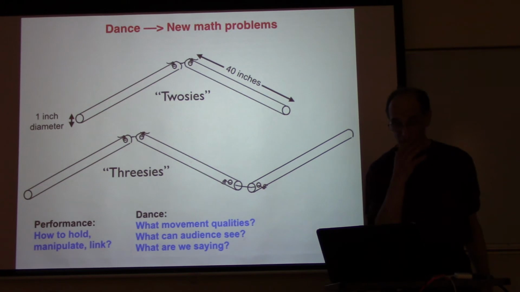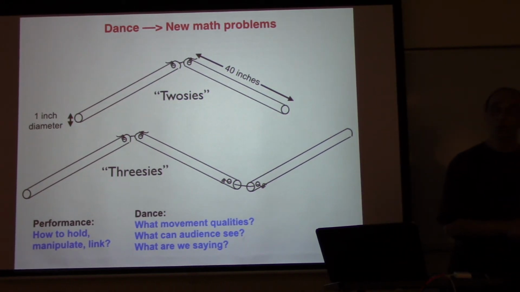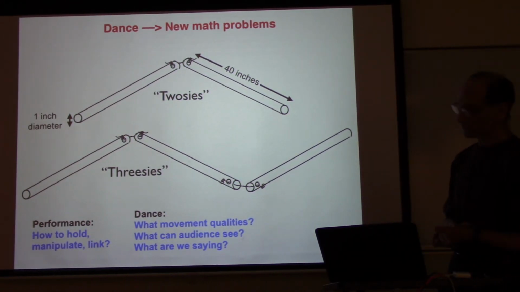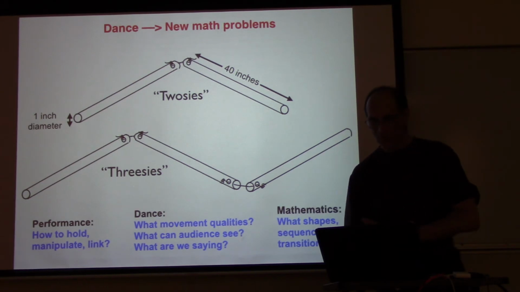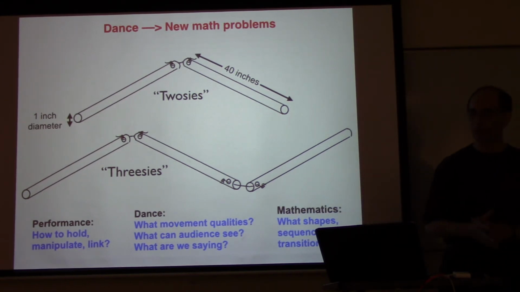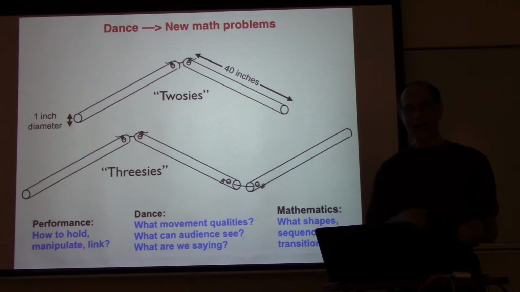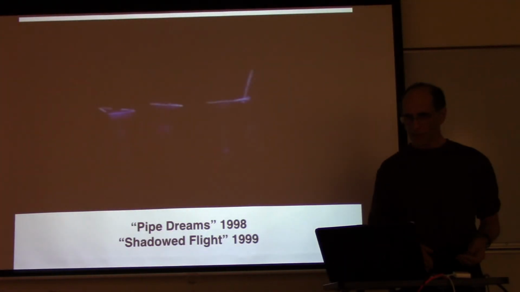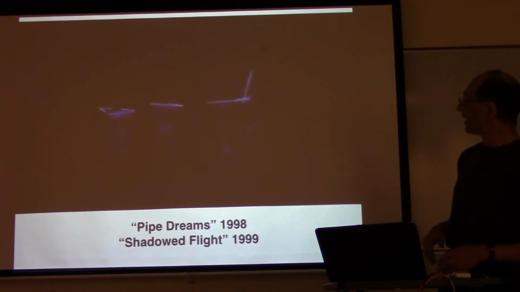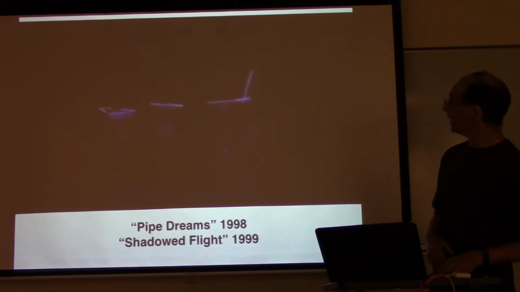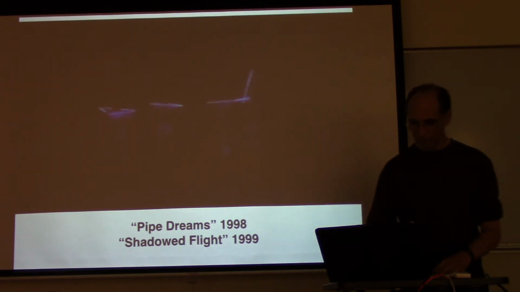The dance problems are, well, what movement qualities are there? What does the audience see? What are you actually trying to say with your dance? But they are mathematical problems. Well, what shapes can we do? What are the sequences of shapes? How do we find interesting transitions between them? So here, I get to show a little bit of 2 pieces, Pipe Dreams and Shadowed Flight.